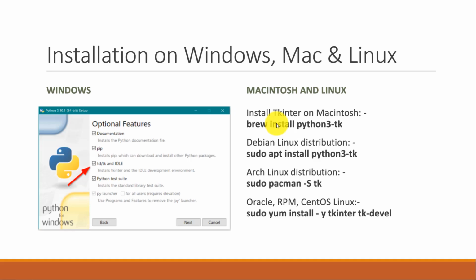Unix-based operating systems like Mac and Linux have different package managers for various distributions like Debian, RPM, Arch, Brew, etc. So for Mac, generally it is Brew. So Mac users can type this command on the terminal, and then Tkinter will be installed. If you are a Debian user, then you can follow this command, and so on.